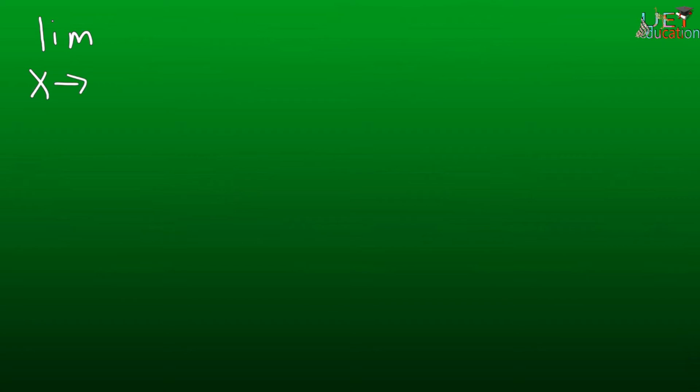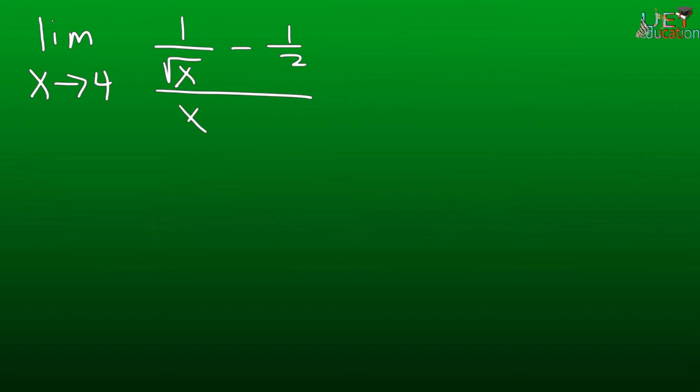What is the limit as x approaches 4 of the expression 1 over square root x minus 1 over 2 divided by x minus 4? This time we have a complex fraction with radicals. That means we need to multiply the top and the bottom not only by the common denominator but also by the conjugate. But let's start with the common denominator. So I'm going to multiply the top and the bottom by these two, that is by 2 square root x.